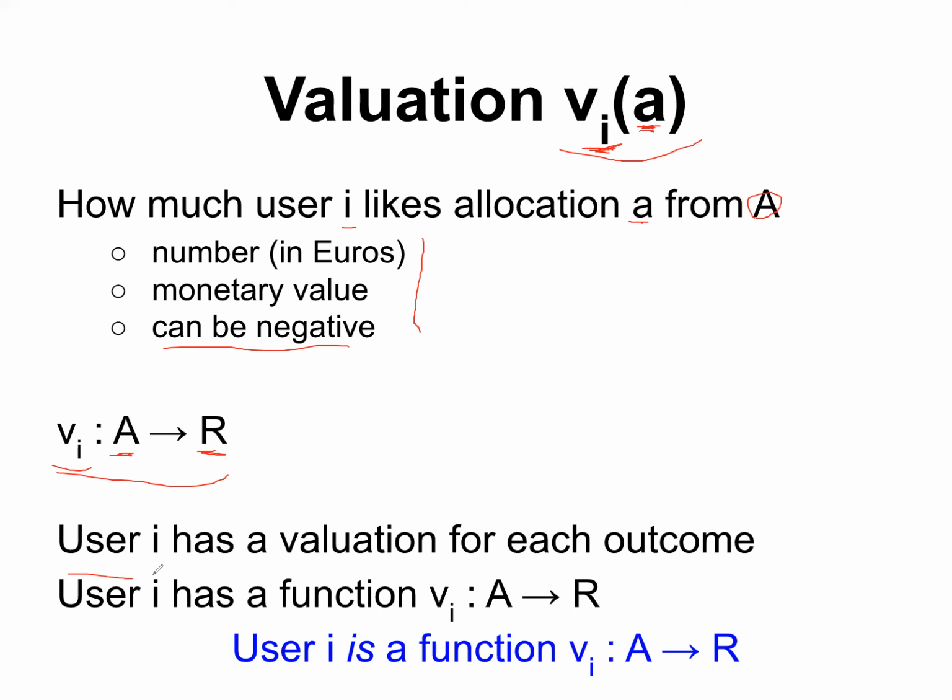So we can say that the user i has a valuation for each outcome. We can also say that the user is this function. Why? Because this function is the one and only thing that we care about. So we don't care what the user's name is. If we're talking about air traffic management, it doesn't matter what airline it is, what airplane it is, how many people are on board, whatever. All we care about is how much a particular flight likes a particular slot.